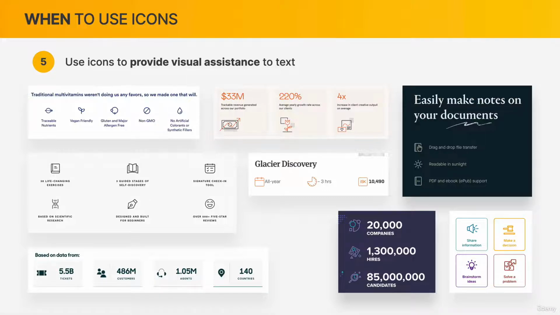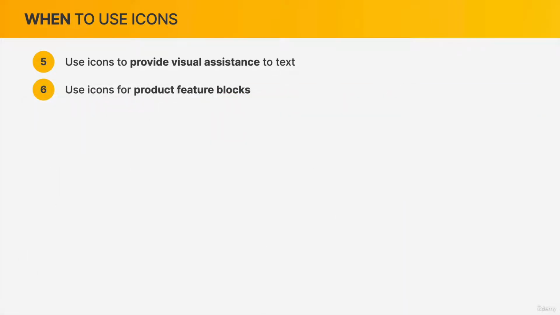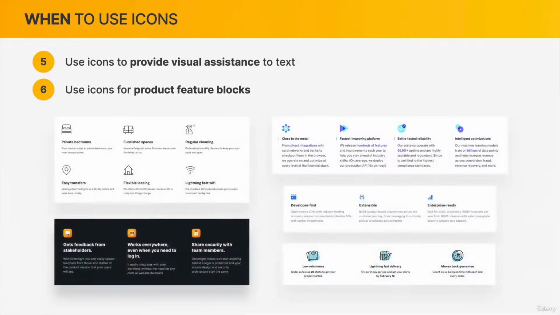Now, probably the most common use case of all for icons is to build feature blocks. So feature blocks are something like this, where you usually have an icon at the top, then some smaller heading, and then a description. So the goal of these feature blocks is to basically describe the features of a certain product or service. And so icons in that are extremely helpful, because if they're well chosen, then the user might not even have to read the text.